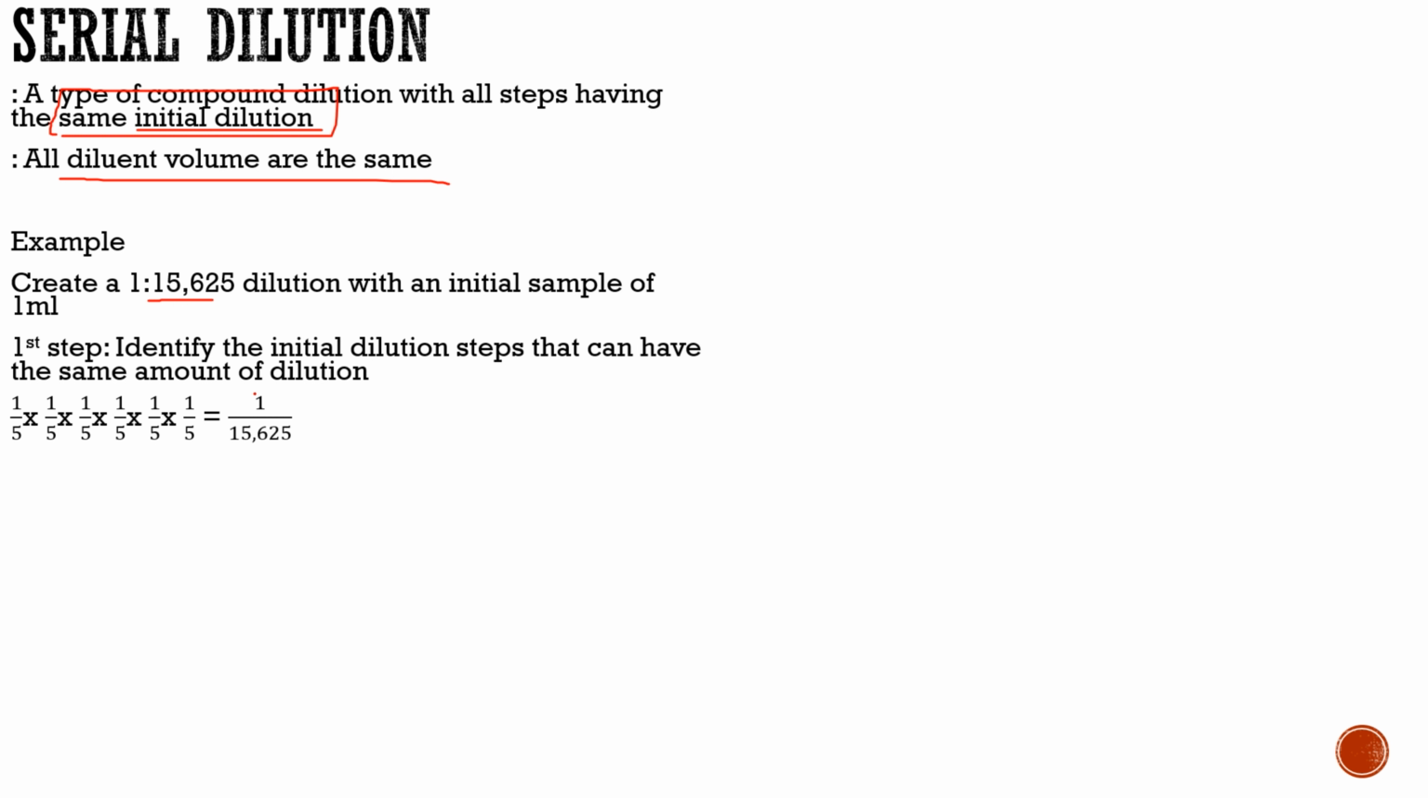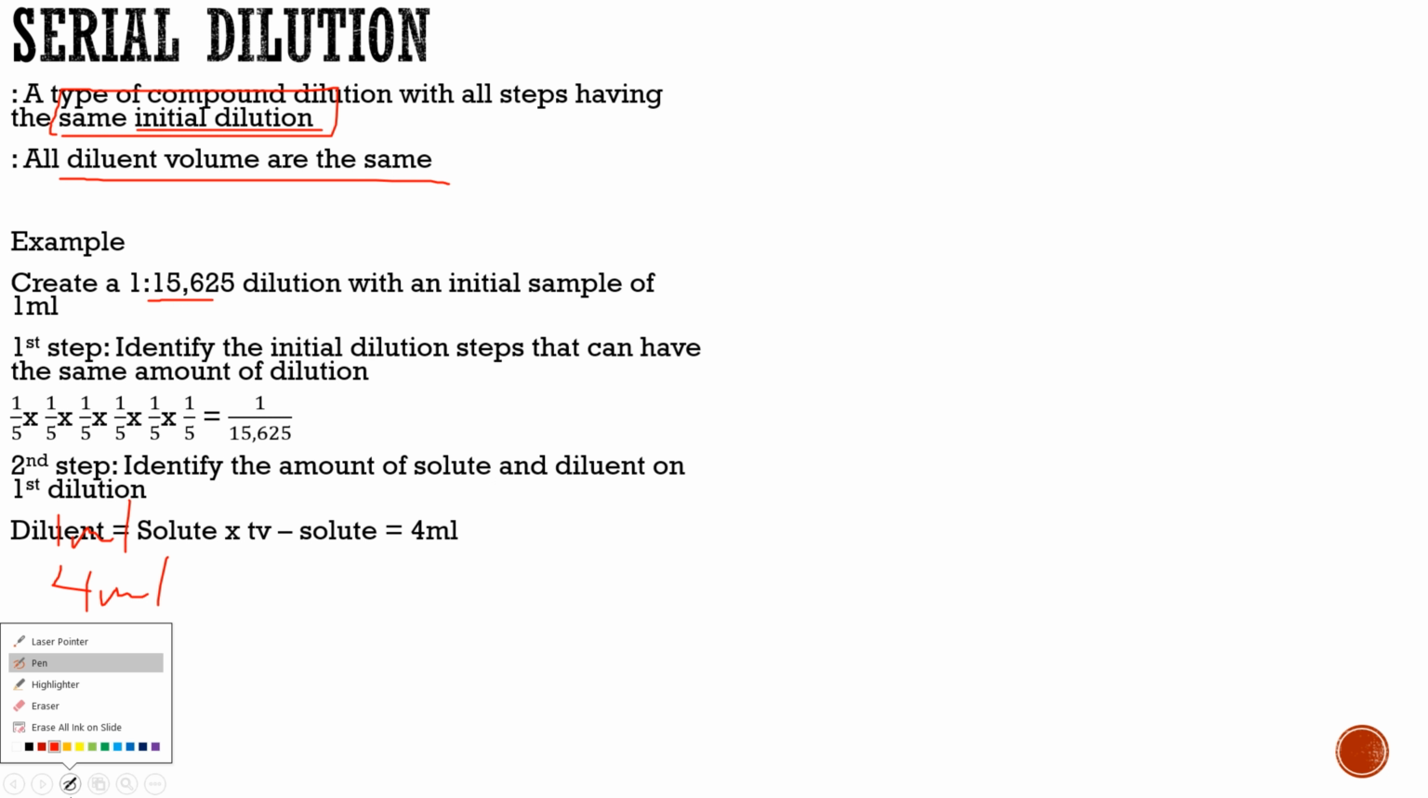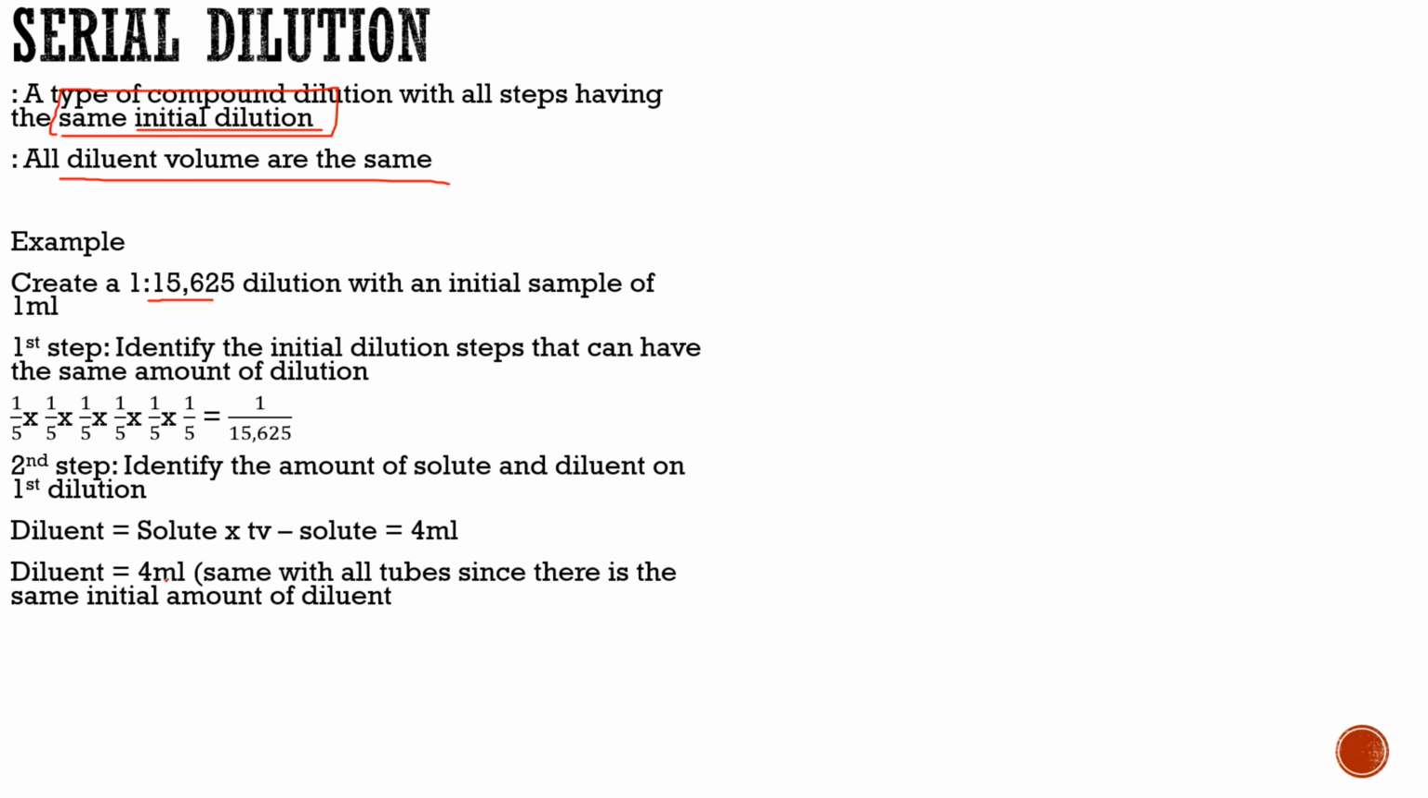Take note, class, that they have the same amount of dilution or total volume. Identify the amount of solute and diluent on the first solution. So, ang solute nyo, automatic is 1 ml. Ang diluent nyo, automatic, 4 ml lang siya, class. So, ayan. So, the diluent is 4 ml. Same with all tubes since there is the same initial amount of dilute.